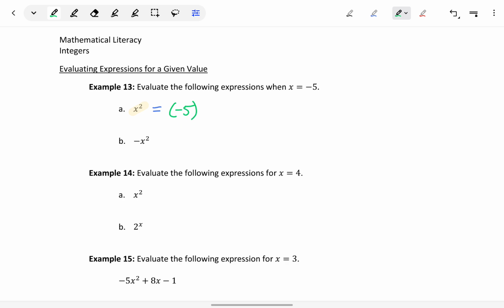I'll let you know that I always like to substitute values by putting them inside a set of parentheses. It just helps me catch things like double negatives, whether the negative is being raised to the second power or not. It just helps to keep track and avoid some small arithmetic errors here and there. So in this case, we're substituting in -5 for x, and that value squared means we're going to take -5 times -5. So a negative times a negative will end up being positive 25.